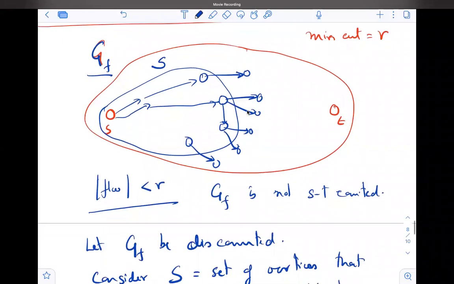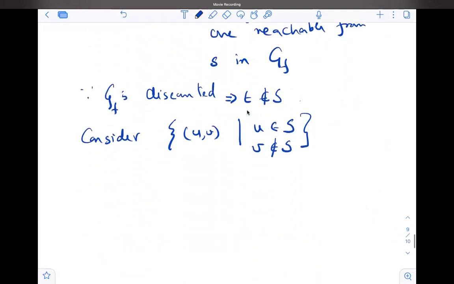But something else. The flow is the value. Why? Because the flow from S to T will pass through this. So what is the flow from U to V? What can you say compared to its edge weight? What do you think? Less than. F is less than W. If it's less than W, is it less than W? Think.